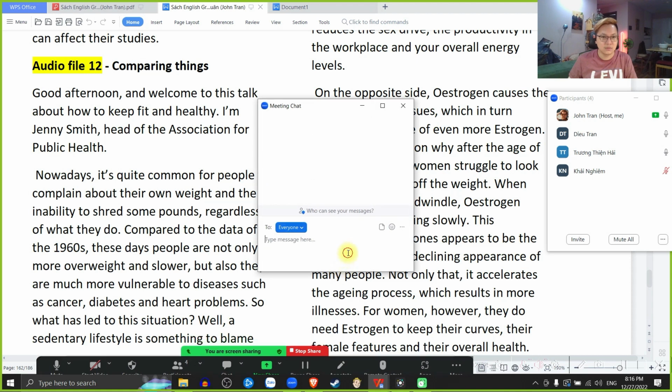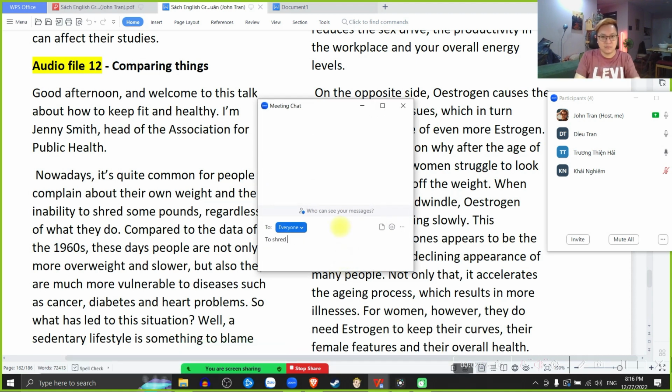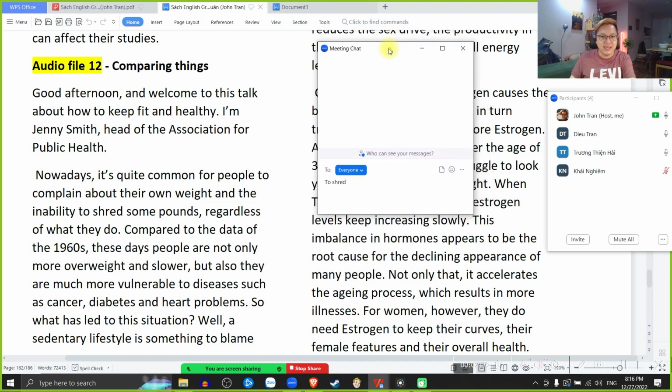Inability to shred some pounds, regardless of what they do. Regardless. The third sound is the sound 'luh', not 'less'. It's the schwa, a weaker sound. There are a lot of weaker sounds like that in English, so be careful. Regardless. So there's a lot of schwa in English.